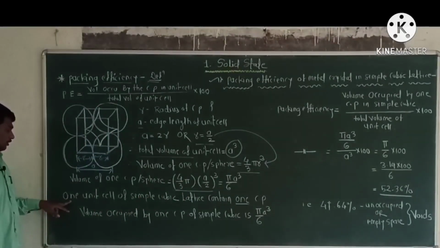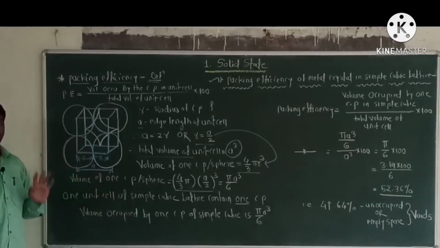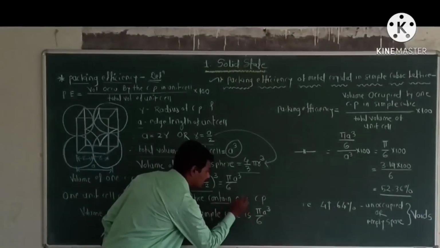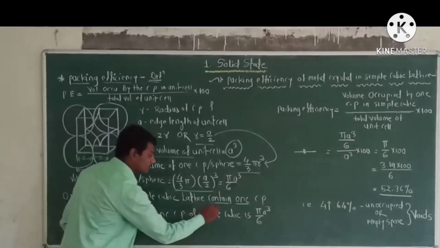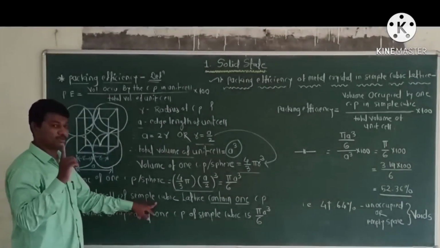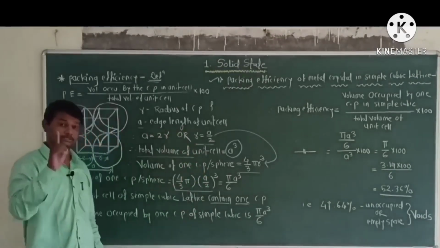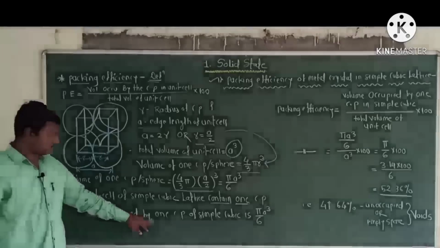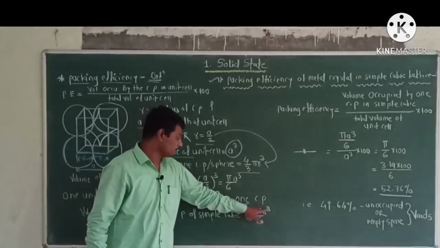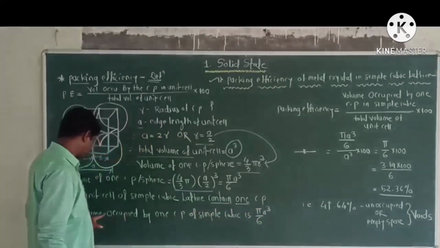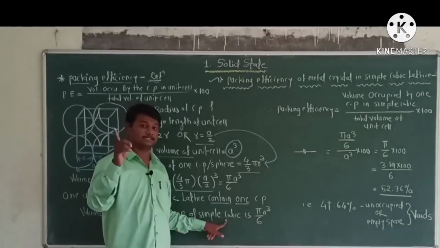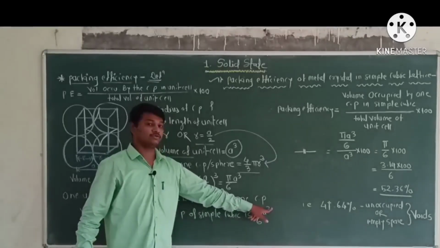Now, one unit cell of a simple cubic lattice contains one constituent particle. Therefore, the volume occupied by the one constituent particle of a simple cubic lattice is pi a cube upon 6.